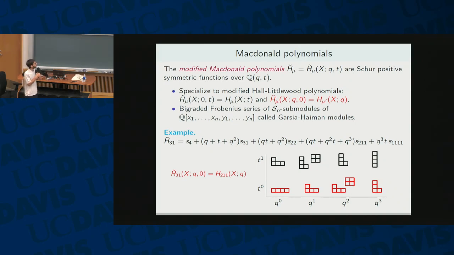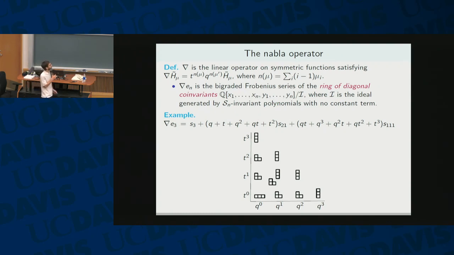All right, so that's just a brief introduction to Macdonald polynomials. Another important player in this story is called the Nabla operator. The Nabla operator is defined to be the linear operator on symmetric functions whose eigenvectors are the Macdonald polynomials and whose eigenvalues are given by t to the n of mu, q to the n of mu prime, where n of mu is a well-studied statistic on partitions. So here's a picture. This is Nabla applied to E3. Nabla on En turns out to be a very interesting and Schur positive symmetric function.